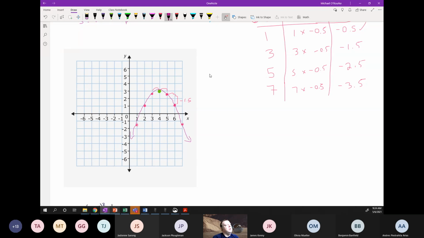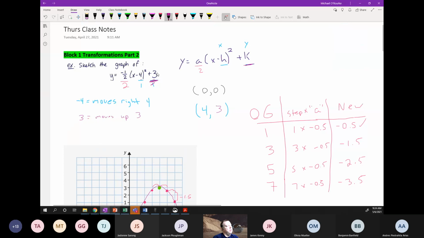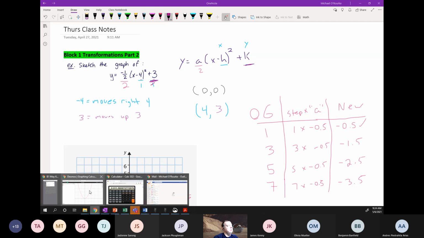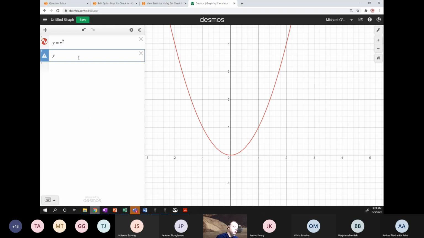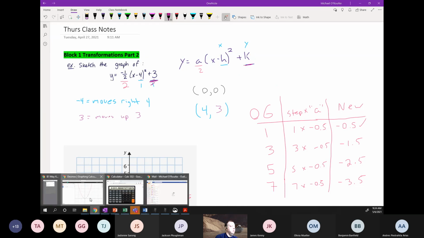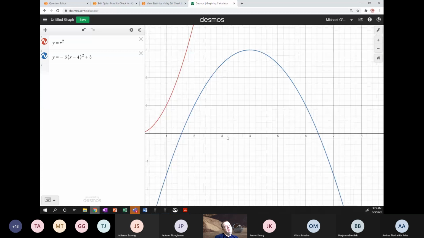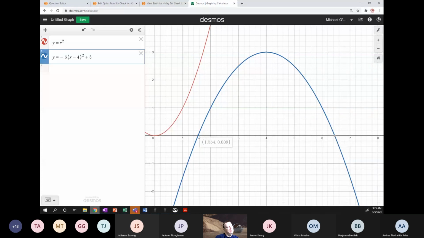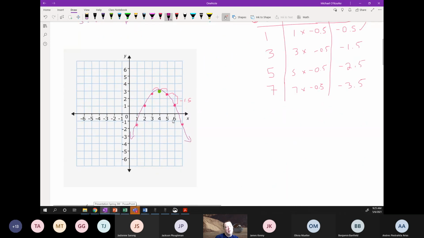And you guys could always check your graph. Like you could memorize this formula. You guys can use Desmos on your phone, and you could go in and type it into Desmos. 0.5 bracket x minus 4 squared plus, what was it, plus 3? Plus 3. I could look and say, okay, did my graph look right? That crossed about 1.5. I could go back and take a look at my graph. And my graph cut at 1.5. So it looks about right.